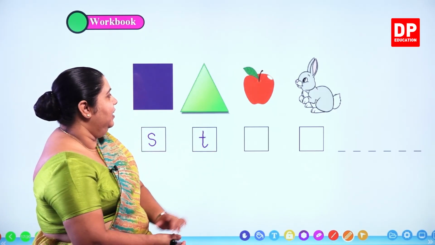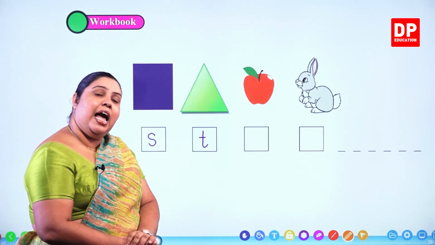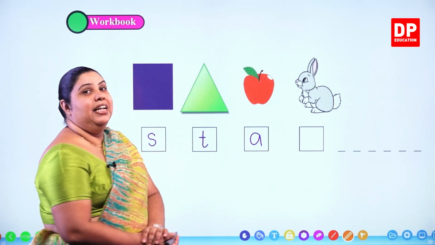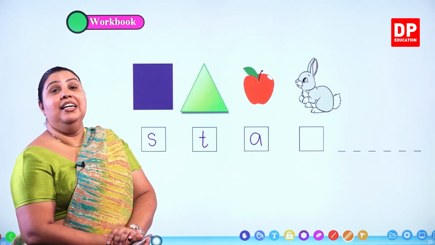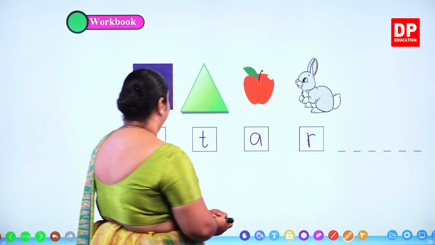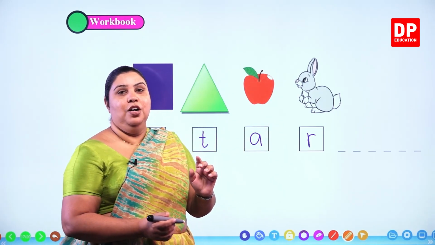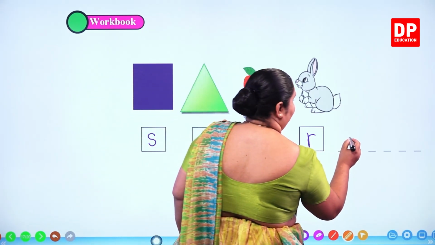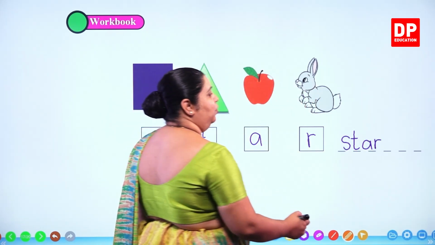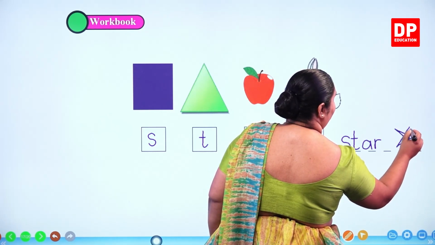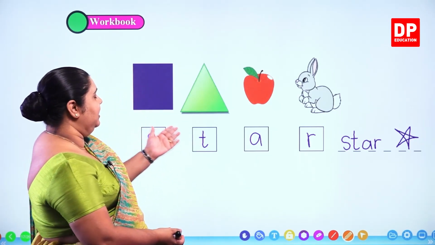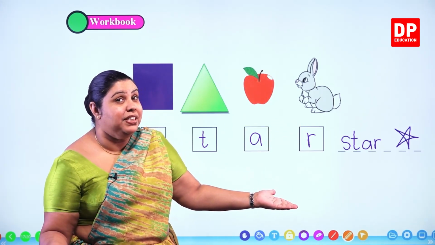What is our next picture? It's a juicy apple. When we say apple, what's the first letter, Pute? Apple starts with letter A. Then the last picture. What is it? It's a rabbit. When we say rabbit, what's the first letter? R. S-T-A-R. What's the word? Star. S-T-A-R. That is star. So you have to draw a beautiful star over here. And then you can color. Draw a beautiful star and color it, children. So S-T-A-R. Star. Now these are the things we see in the sky.